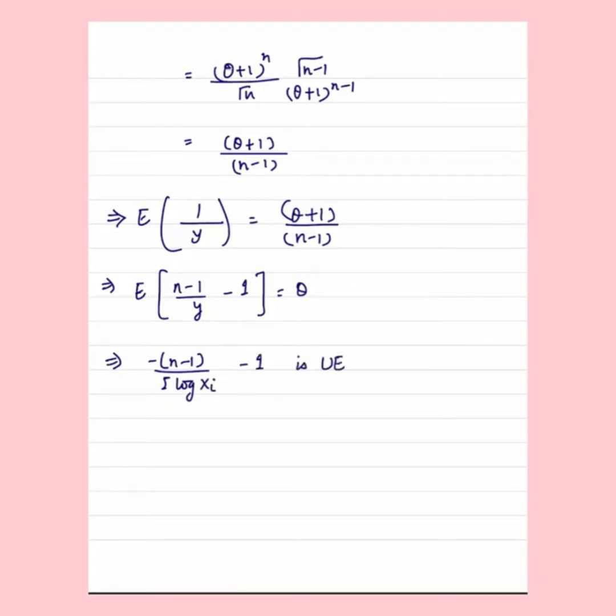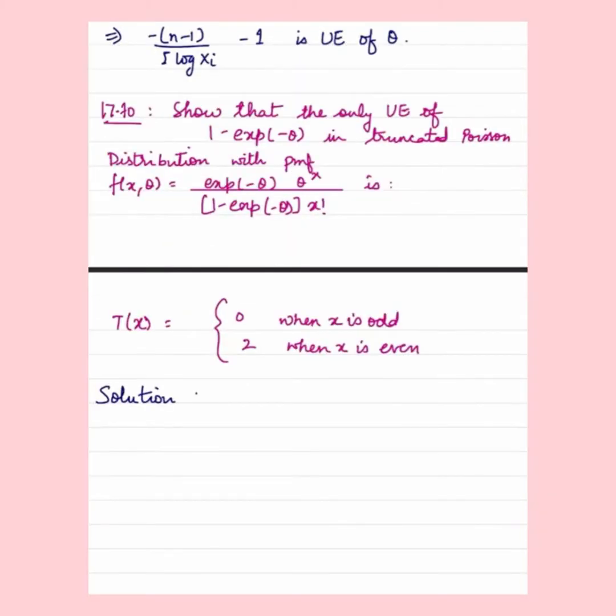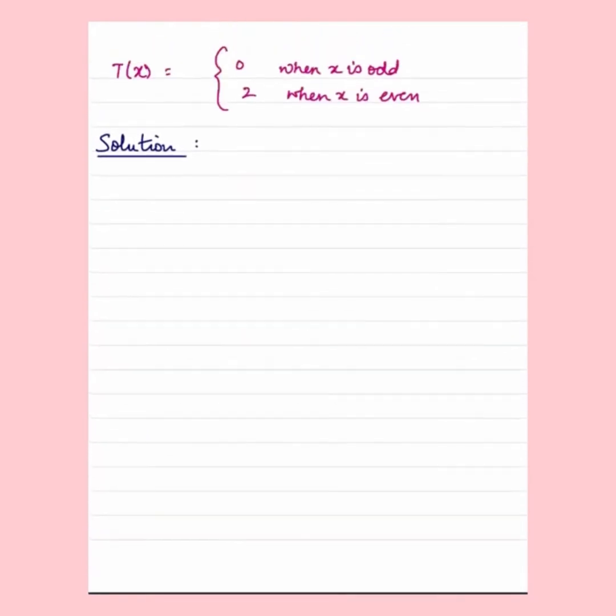Moving on to the next question. We have a truncated Poisson distribution with the given PMF, and we have to show that Tx equals 0 when x is odd and 2 when x is even. Let's move on to the solution. Let's write down the PMF first.